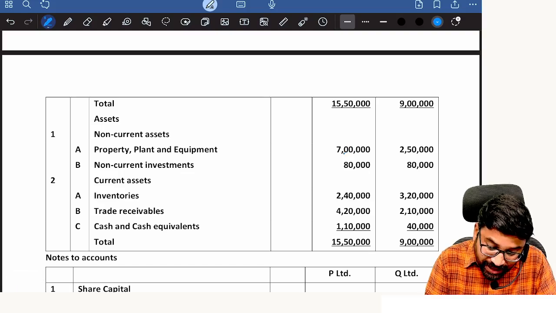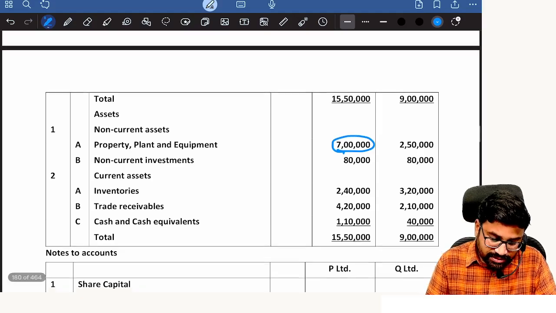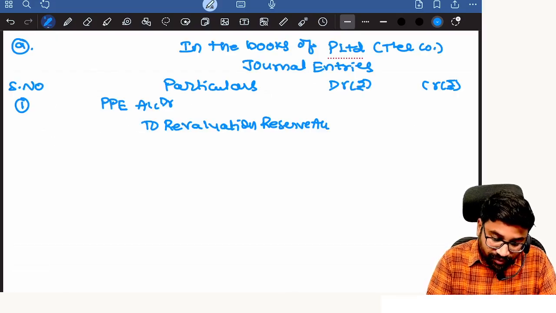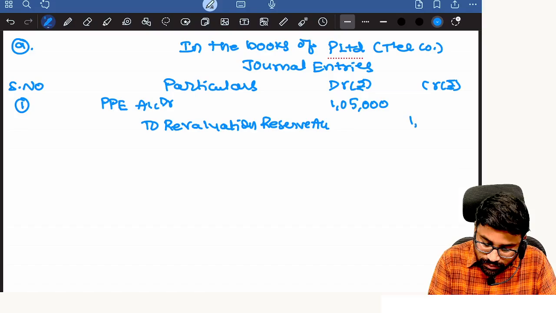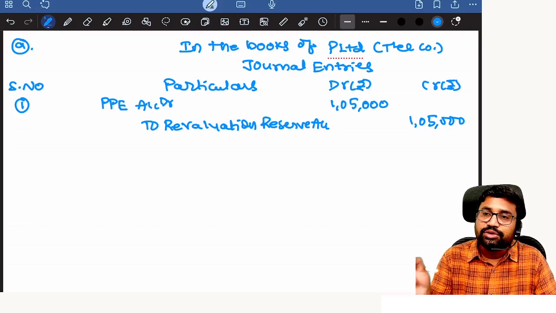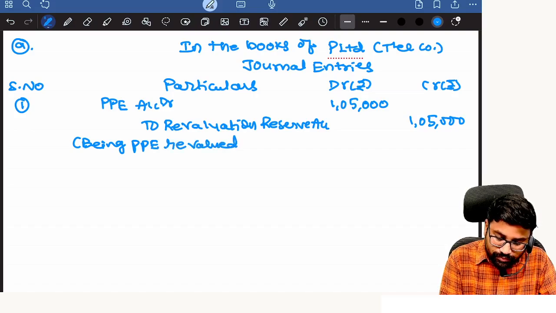Actually PPE in P Limited you have to see. 7 lakhs. We are writing entries in the books of P Limited. 7 lakhs into 15%, 1 lakh 5,000. Important. 1 lakh 5,000. Sir, we are revaluing the assets of P Limited. Being PPE revalued 15% above book value.